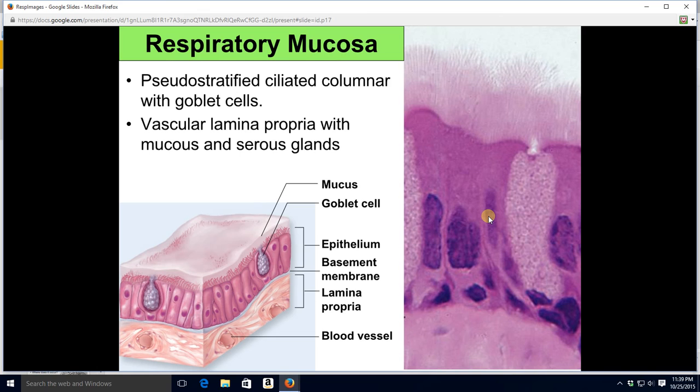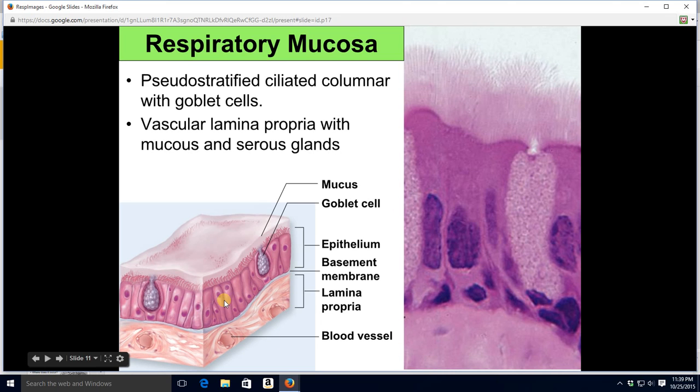Alright, so the lining of much of our conducting zone is called a respiratory mucosa. Mucosa because it is going to be mucus producing. It is a pseudostratified ciliated columnar epithelium with goblet cells. Here are epithelial cells here. Notice it has the appearance of multi-layers. Cells are just of different heights. Most of them are columnar. They've got cilia to sweep the mucus upward. Here is a goblet cell, which is a mucus maker.